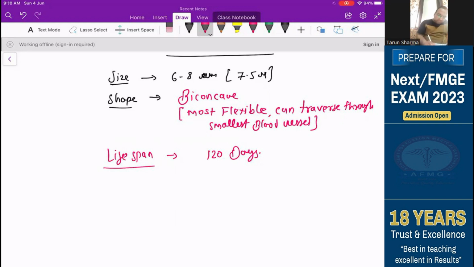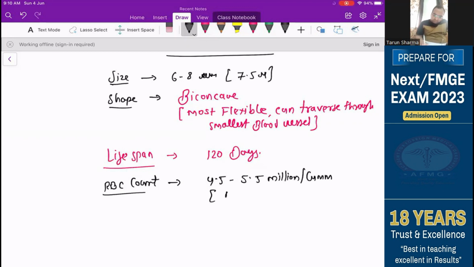Then comes the RBC count. What would be the normal RBC count? Normal RBC count will be ranging in between 4.5 to 5.5 million per cubic mm. Okay, and it will be more in males as compared to females. That you all know that in the males there will be more RBC count as compared to the females.